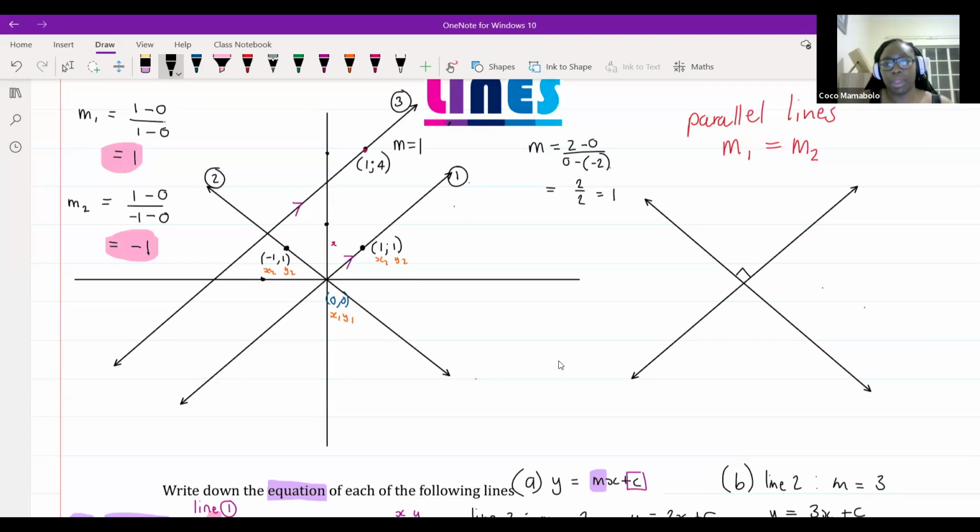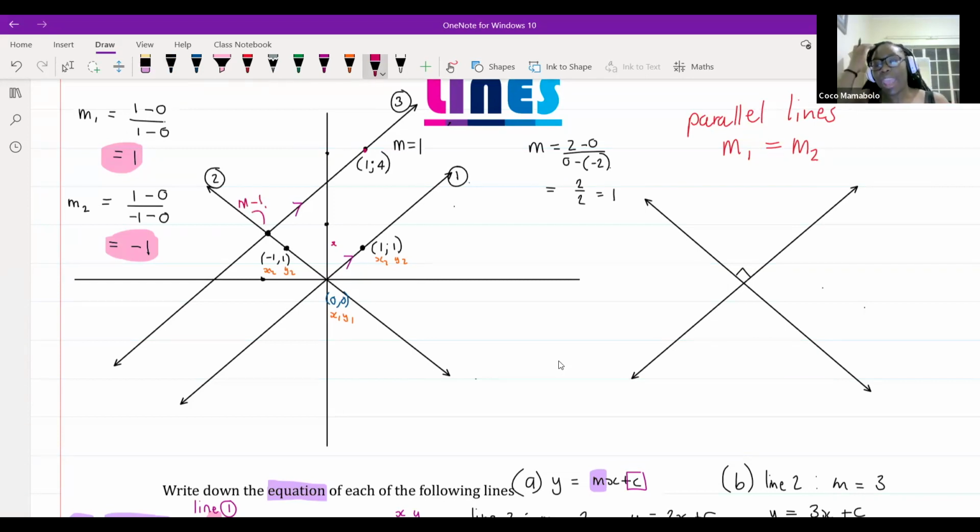Okay. So if the gradient of that line and this line meet at that point, right? What did we say the gradient of this line is, of line 2? The gradient of line 2 was -1. The gradient is -1.